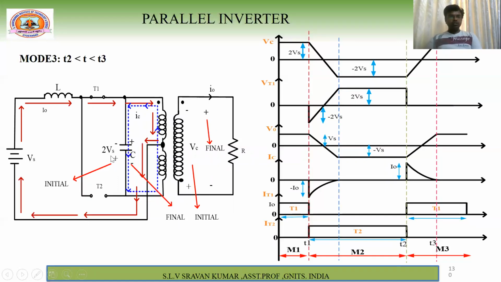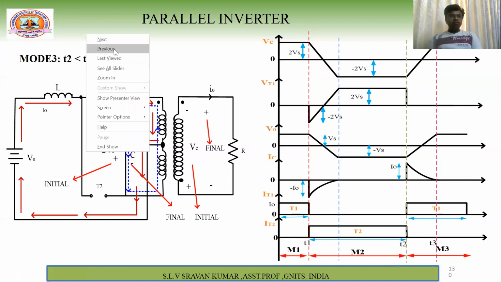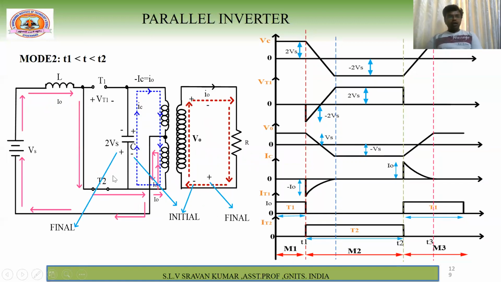Just one second. The previous mode of operation. See here, if you observe this T2, positive is applied to cathode, negative is applied to anode. So it has to be turned off. But what happens? It won't be turned off unless you give the triggering pulse to thyristor T1. If you give the triggering pulse to thyristor T1, then a reverse current will flow like this, and immediately it will turn off. That will happen dynamically within a short time.